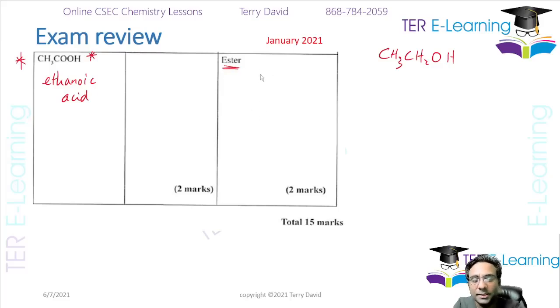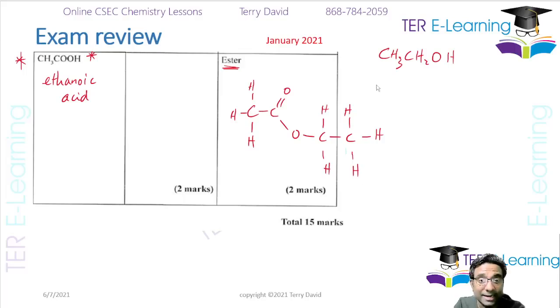We are producing an ester. So they're expecting us to draw what this ester is supposed to look like. When you're drawing your ester, you always draw your acid part first. My acid part was ethanoic acid, and we are reacting with ethanol, so the alcohol part should only have 2 carbon atoms. So this here is my ester. They didn't ask us the name, but the name of this ester is ethyl ethanoate. That's what this ester is called.